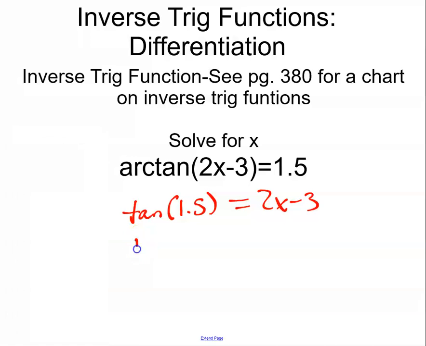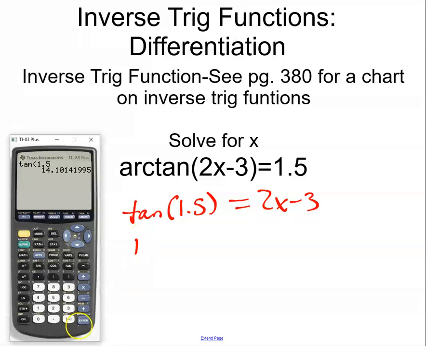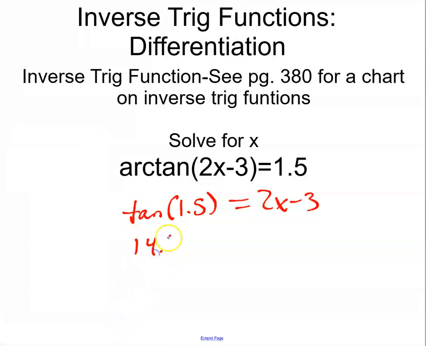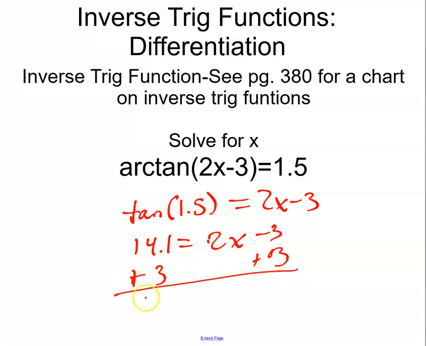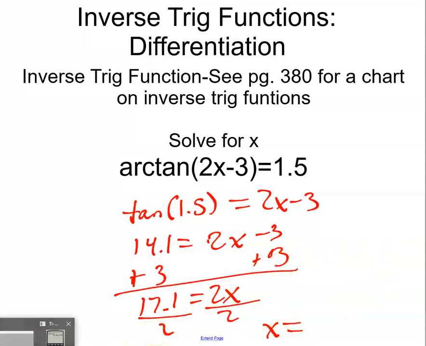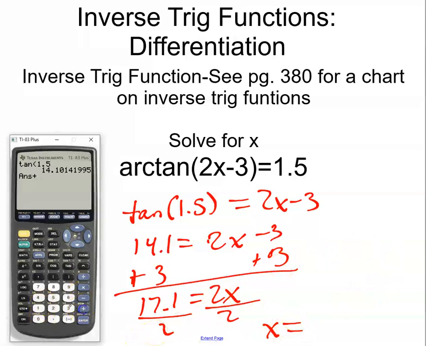That's 14.1. 2x minus 3, then plus 3, that's 17.1, divided by 2. And x equals 17.1 divided by 2. Let me grab that calculator again. 17.1 divided by 2 is 8.6.